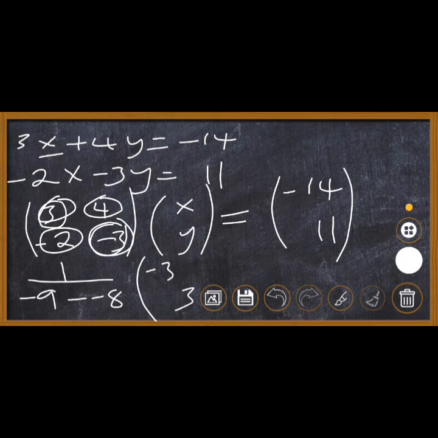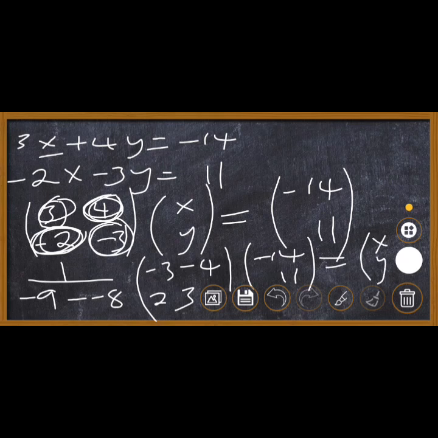And then here we write the opposite sign. So here we have negative 2, so it's going to be positive 2. And then here you have positive 4, it's going to be negative 4. And then here we are finding the values of what? So here you multiply with whatever you have here, that is the matrix of negative 14 and 11. So we are finding the values of what?